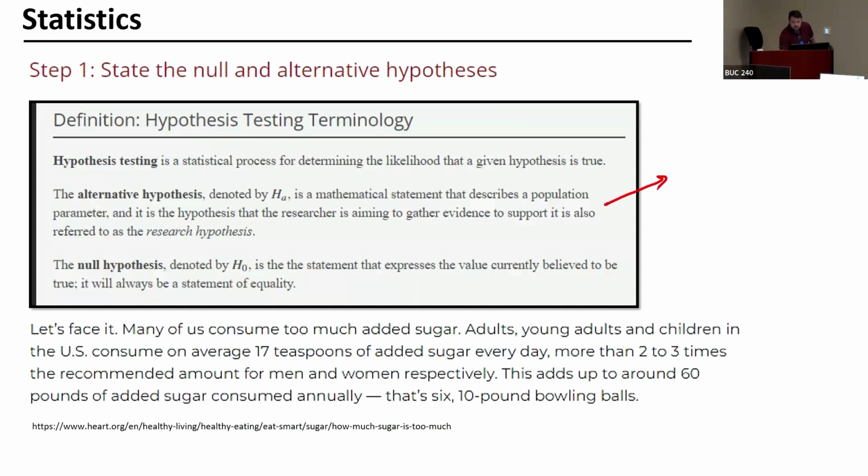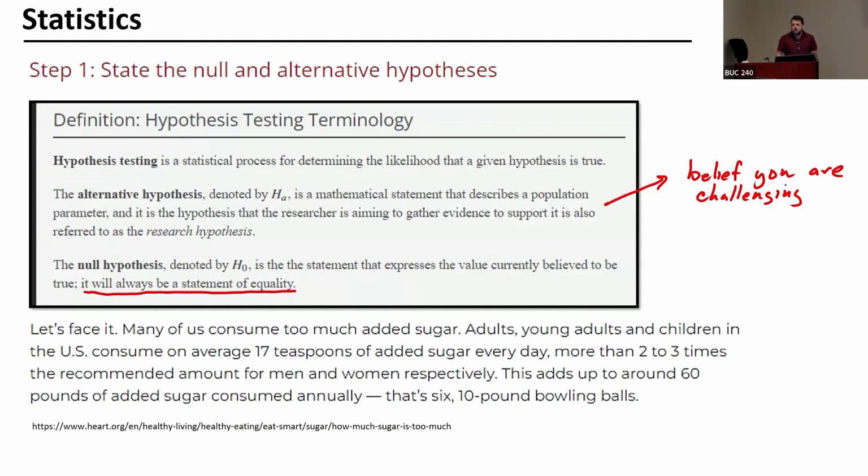This right here, okay, that is the belief you are challenging. The null hypothesis, denoted by H subscript 0, H of naught, or H sub naught, is the statement that expresses the value currently believed to be true. It will always be a statement of equality. You need to remember that. Always. Okay, this is the commonly held belief, or the common belief.